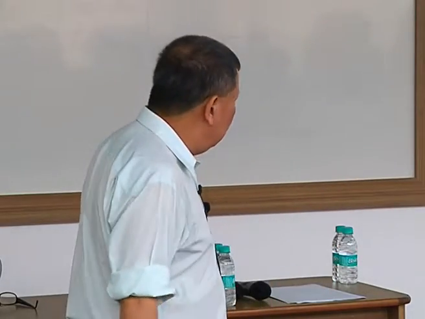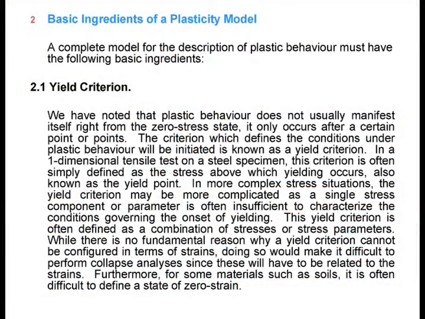So we are going to use Mohr-Coulomb as a good example to show us what a yield criterion is. In a more complex stress situation, your yield criterion may be more complicated, because a single stress component or single stress parameter is often not enough to characterize the condition governing yielding. So you will need to define it as a combination of stress parameters. Okay? This is how typically a yield criterion is defined.